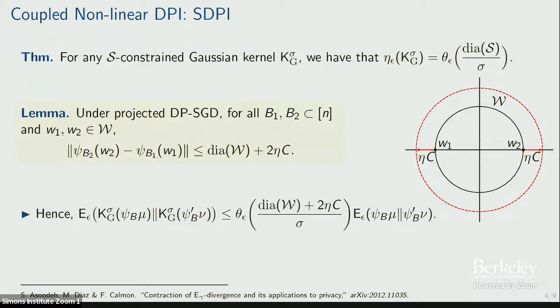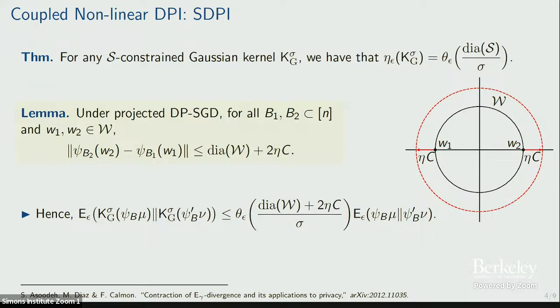And therefore, if you remember in the last slide, we had this hockey stick divergence between the Gaussian kernel applied to psi b mu, and the same thing applied to psi prime mu. So we can just put the contraction coefficient here, and that's it. That step is done.